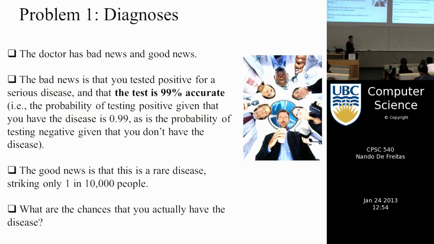Okay, so let's start with an example. You go to the doctor, who has good news and bad news. The bad news is that you've tested positive for a very serious disease, and the doctor tells you that the test is 99% accurate. The good news, the doctor tells you, is that this disease is rare. Only 1 in 10,000 people get this disease. Should you be worried or should you not be worried? Should you be very worried or not very worried?